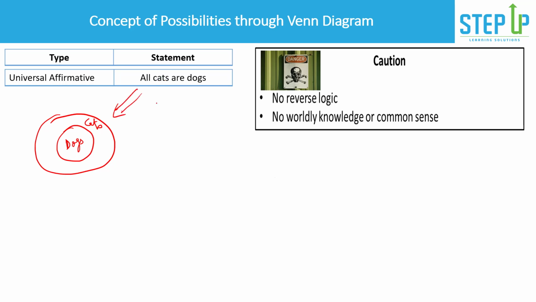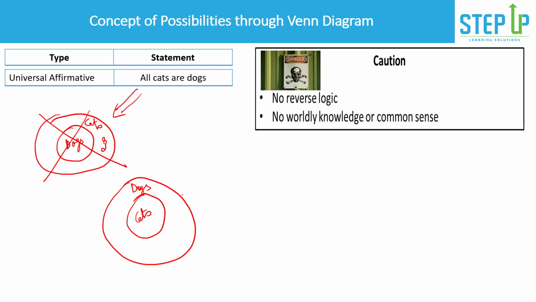It says all the cats are dogs. Now look at this element. Let's say this is a cat. Is this cat a dog? No. That means this is not actually representing this statement. Therefore, this is not the correct diagram.